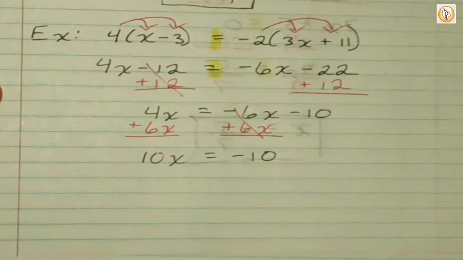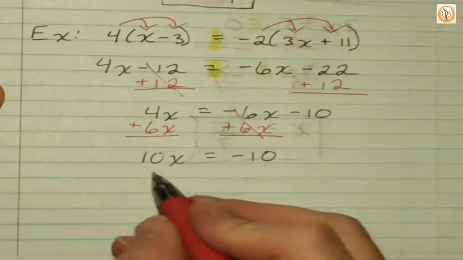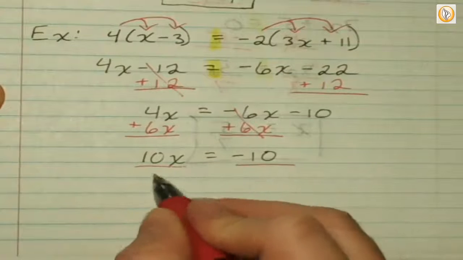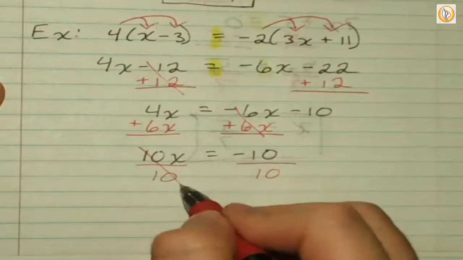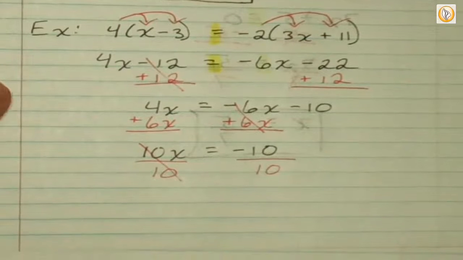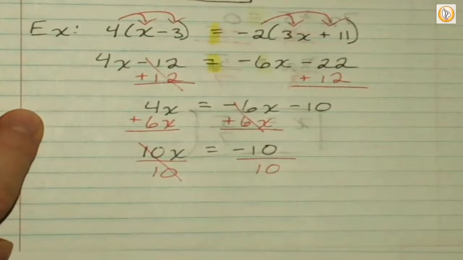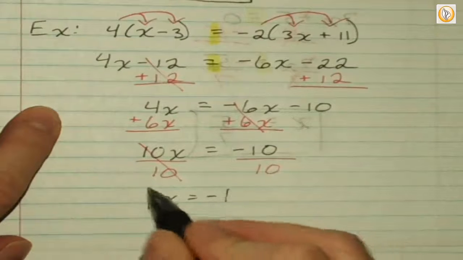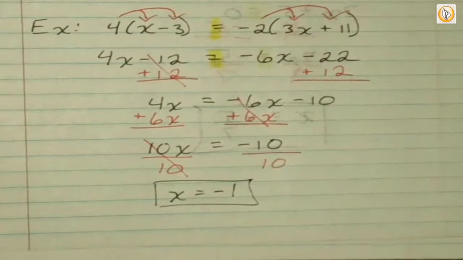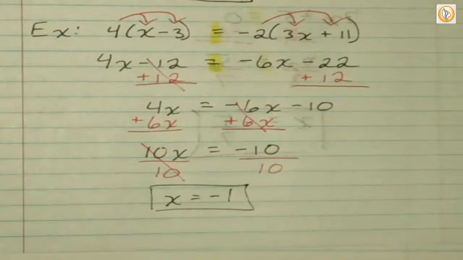All right, let's see. Aiden, what do I do now? You divide both sides by 10. Very good, because we want to isolate the variable. We want to get the x by itself. Good job. There you go. So x equals negative 1. Is it now making more sense? Yes. Any questions?